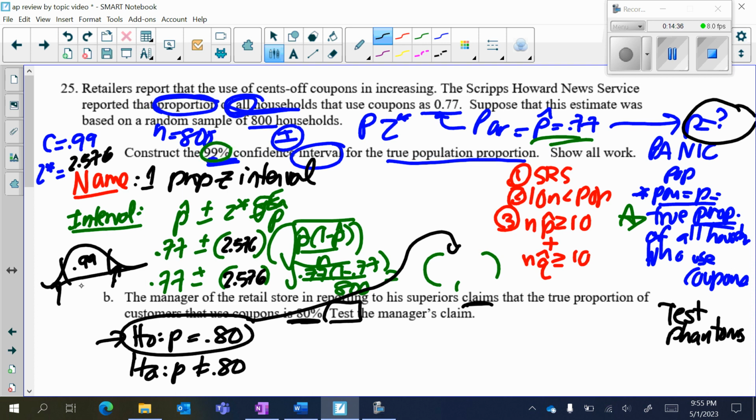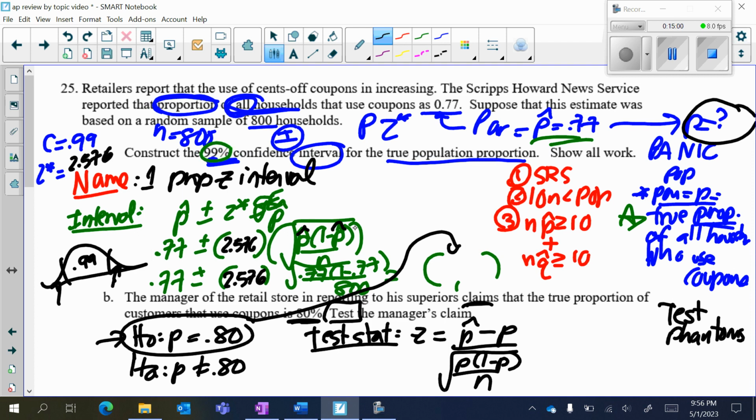Let's get into the test statistic for this question. The test statistic would be called a Z-score instead of a T-score because it's proportions. The formula is statistic P hat minus parameter mu P hat, which equals P, over standard deviation or standard error of the statistic. So if you have P, you plug in P here. And if you don't have P, you plug in P hat.